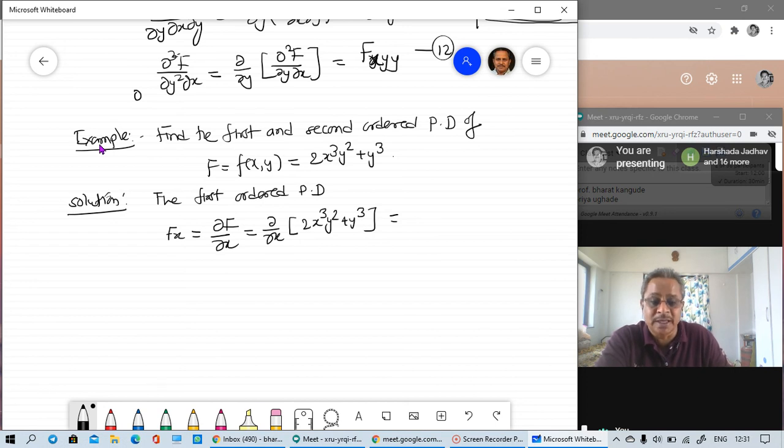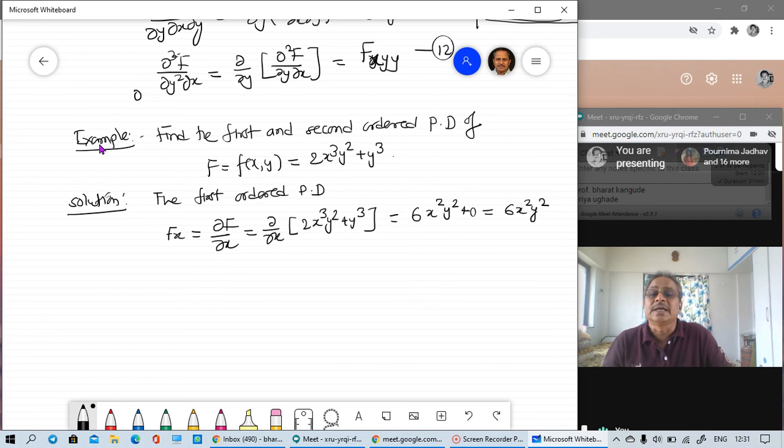Here the function of x is x cube, so its differential is 3x square. So 3 into 2 is 6, so that becomes 6x square into y square, plus the differential of y cube is 0, it is not needed. So this is only 6x square into y square. This is the first order partial derivative fx, 6x square y square.